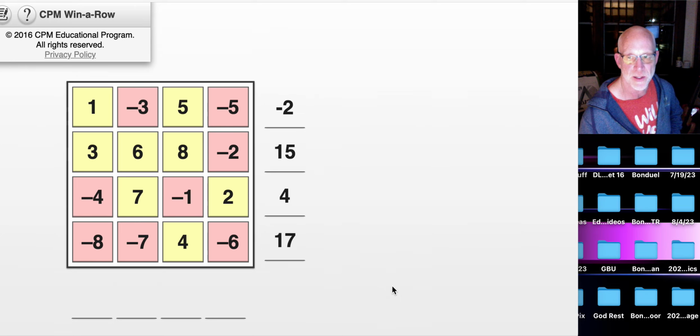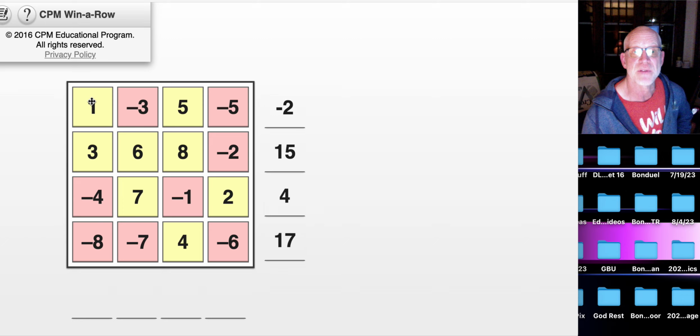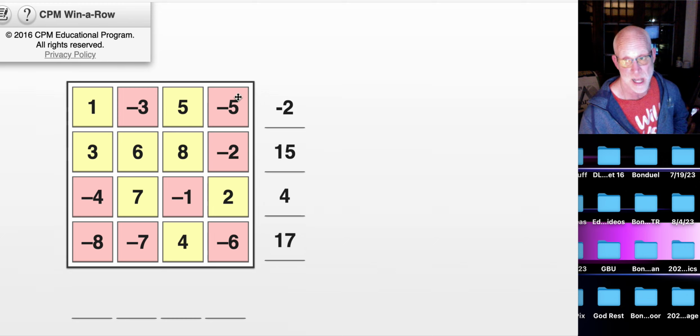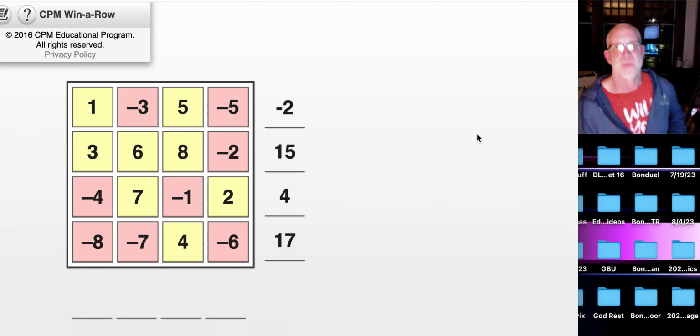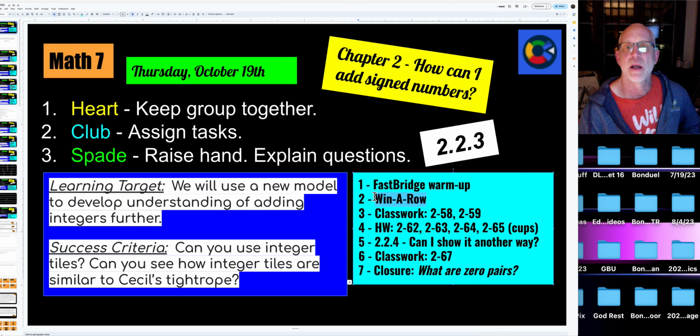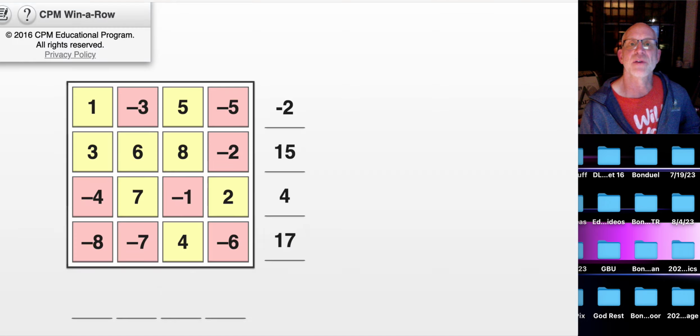Then you find somebody new to play with. Now remember, if it's a tie, the diagonal, top to bottom, left to right, is the tiebreaker. If it's still a tie, the diagonal, top to bottom, right to left, is the second tiebreaker. If it's still tied, then it's a tie. So we are going to play that for a while, Win a Row, and then we're going to go to 258 and then 259 in your ebook.